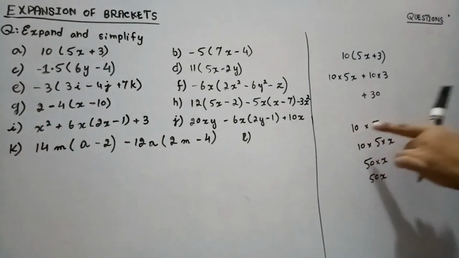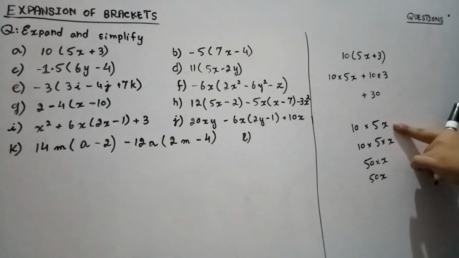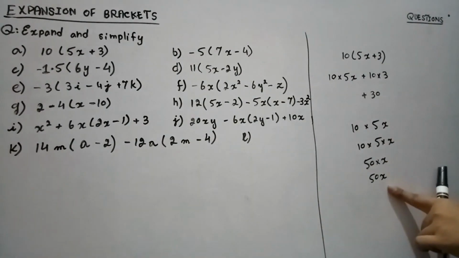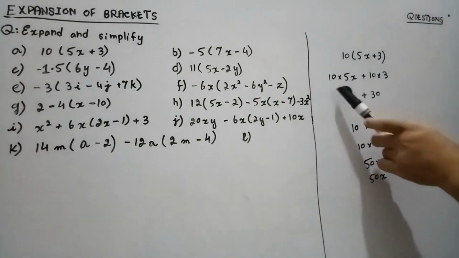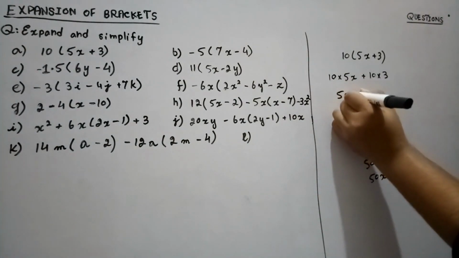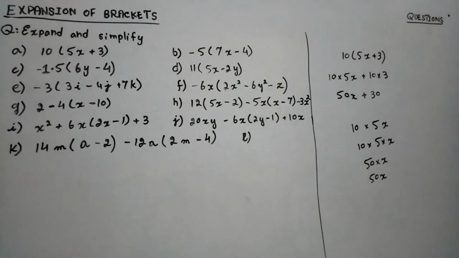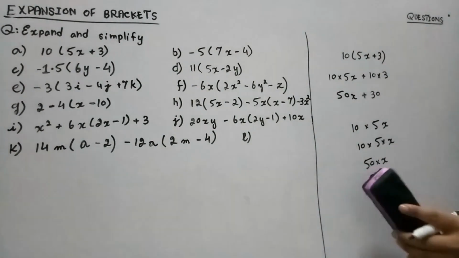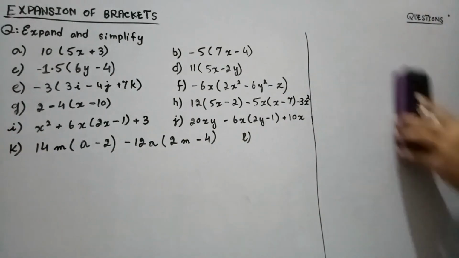I'm going to multiply this constant by this constant, and I will write this variable with it. Clear? So 10 multiplied by 5x will be equal to 50x. Clear? 50x. Okay, I hope you are getting it. So now let's see our next part.